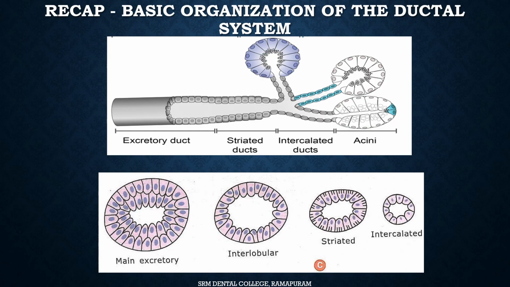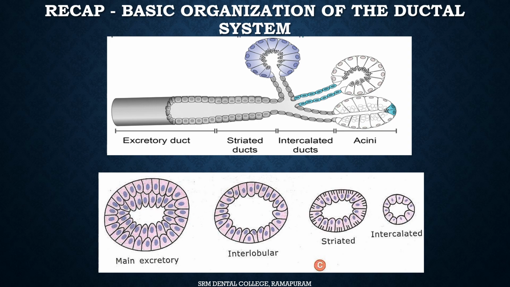So, just to recap, your salivary gland ductal system is organized into intercalated ducts, striated ducts, and excretory duct. The saliva that is produced from your acini travels through your intercalated duct, then to your striated duct, and finally your excretory duct. The acini produces isotonic saliva, which is modified by the salivary ductal system into hypotonic saliva.